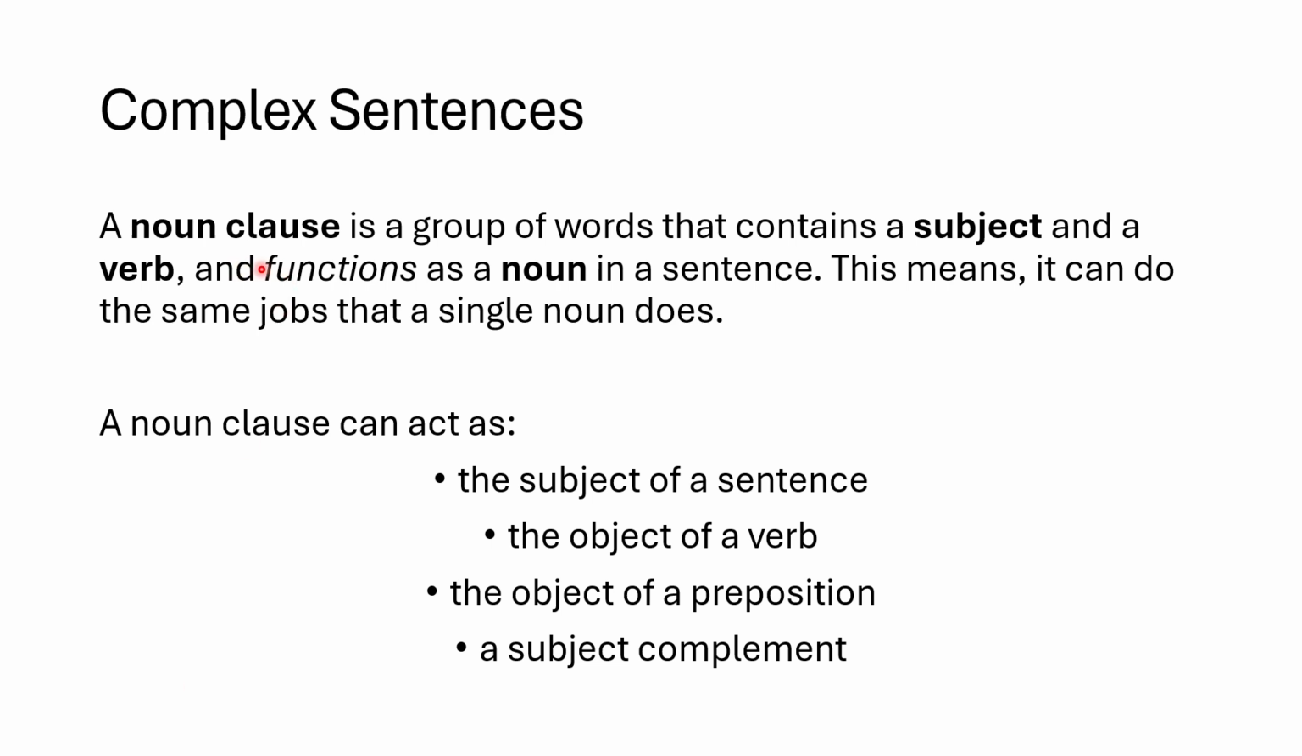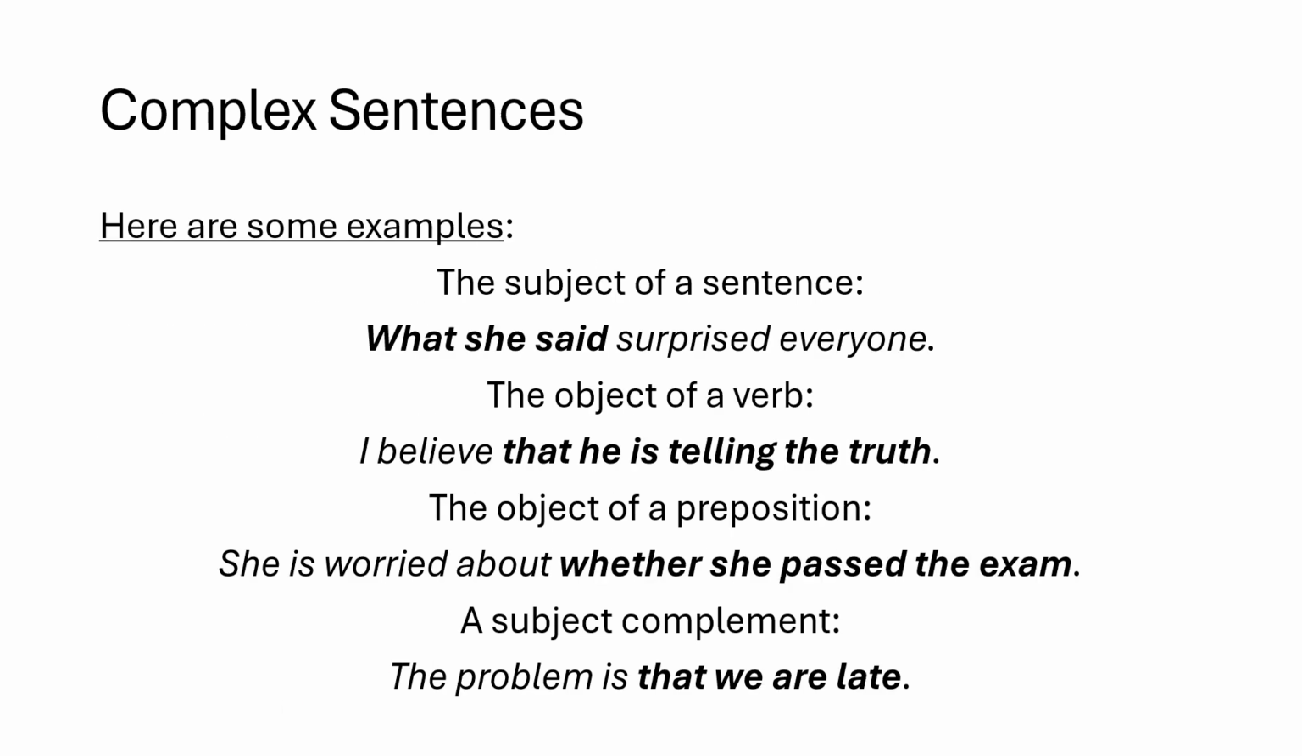A noun clause is a group of words that contains a subject and a verb and functions as a noun in a sentence. This means it can do the same jobs that a single noun does. A noun clause can act as the subject of a sentence, the object of a verb, the object of a preposition, and a subject complement. Here are some examples.